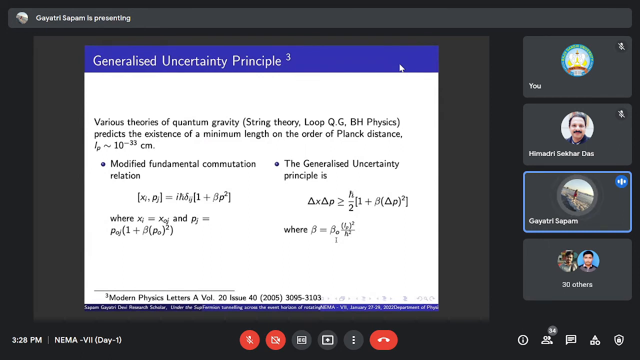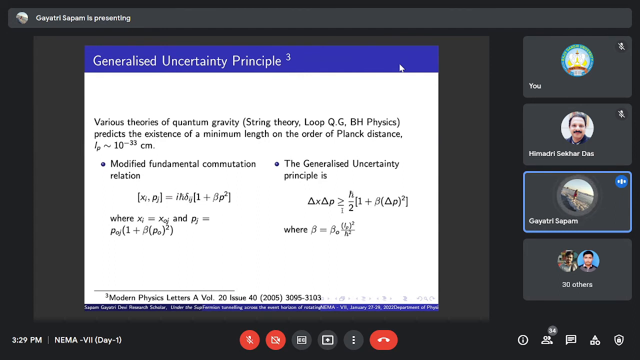When we use quantum gravity, there are various theories like string theory and loop quantum gravity, and black hole physics, which predict that there is a minimum observable length of the order of the Planck distance, which is 10 to the power minus 33 centimeter. From this idea, the standard uncertainty principle gets modified, and the corresponding commutation relation also gets modified.